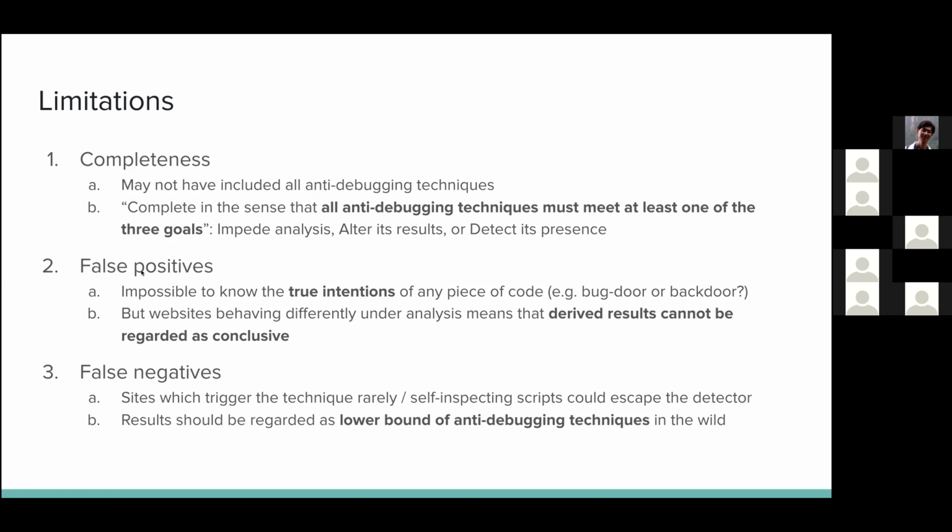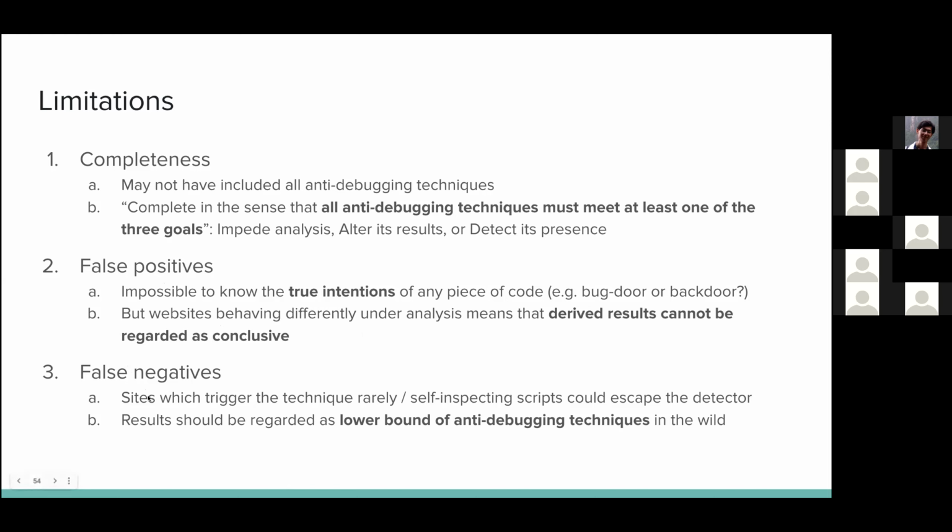Another limitation is that false positives and false negatives are possible. For false positives, the authors argue that it's impossible to know the true intentions of any piece of code, but the fact that the website behaves differently under analysis means that the derived results cannot be regarded as conclusive. So if I'm a researcher trying to manually analyze a website, this study informs me that what I'm observing may not actually be the website's true behavior.